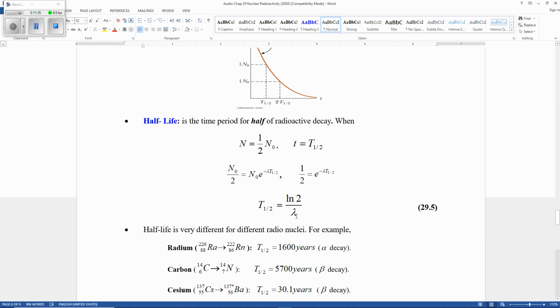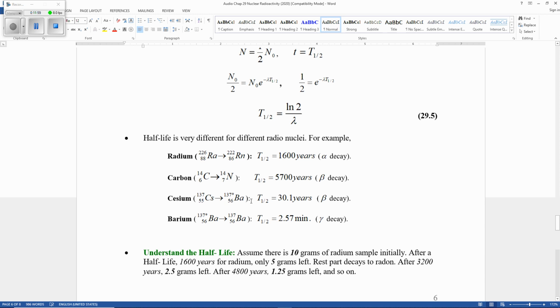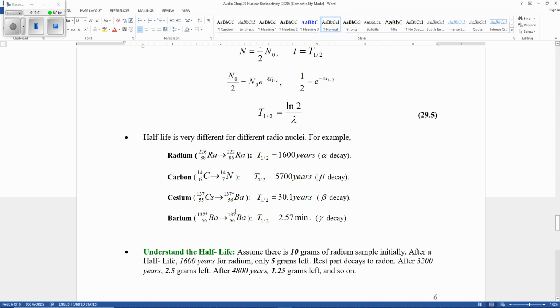Of course, we assume we already know the decay constant. So half-life equals ln 2 divided by the decay constant. In the lab, we can measure the decay constant. If we find the decay constant, we can find the half-life. The half-life can be very short or very long.